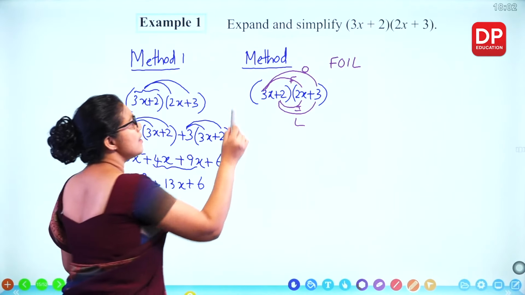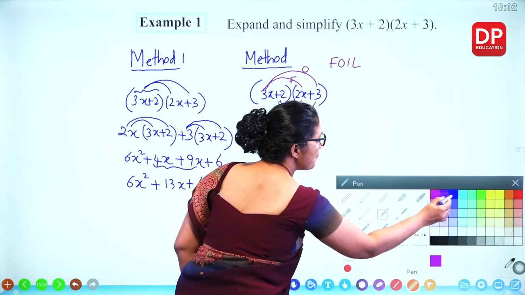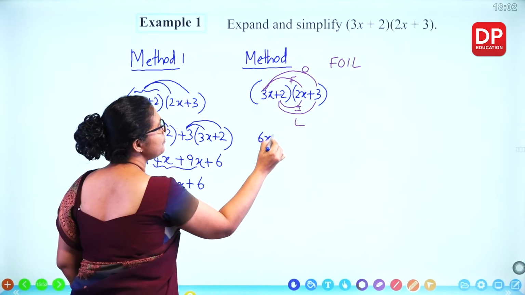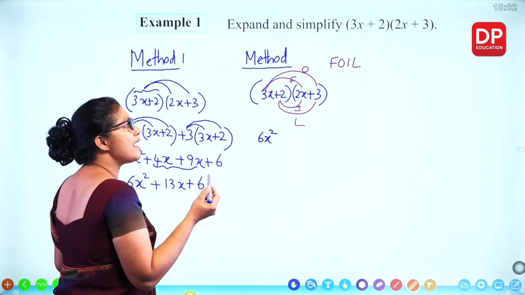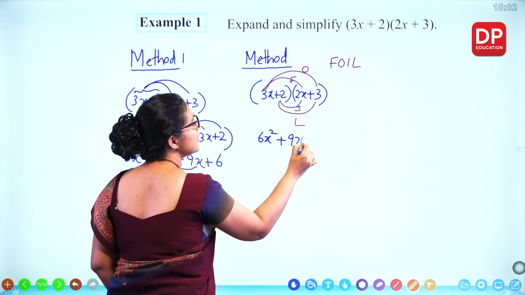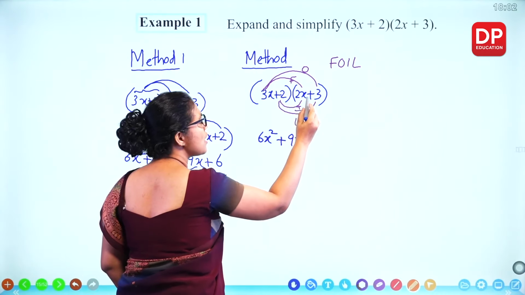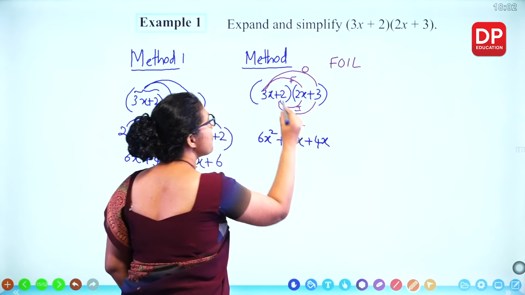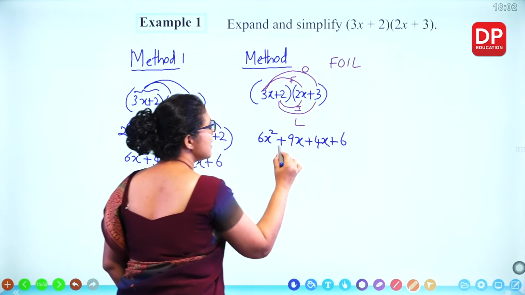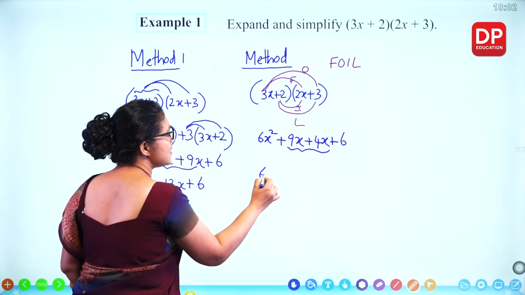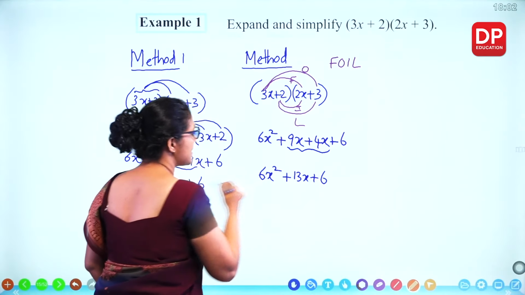So when you do that, first one with first one, 3x into 2x becomes 6x squared. Then the next one, O. O means outside with outside. 3x times 3 becomes 9x. Third one is inside with inside. You get 2 times 2x, 4x. Then last with last, you get 2 times 3, 6. Now here also you get the same answer. 6x squared, 9 plus 4 becomes 13x plus 6.